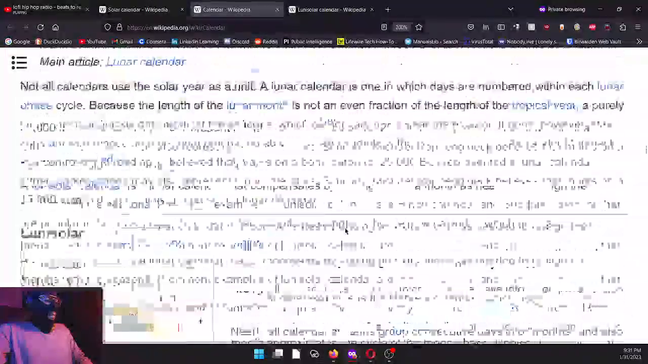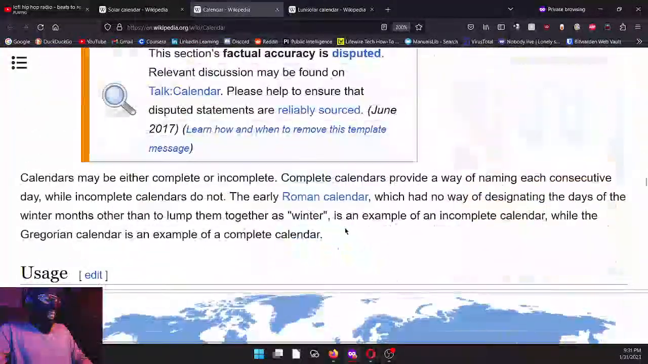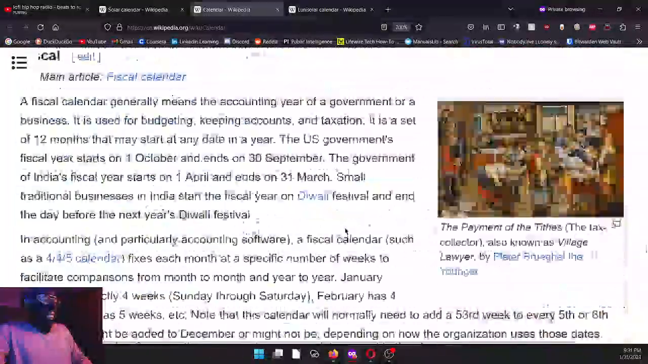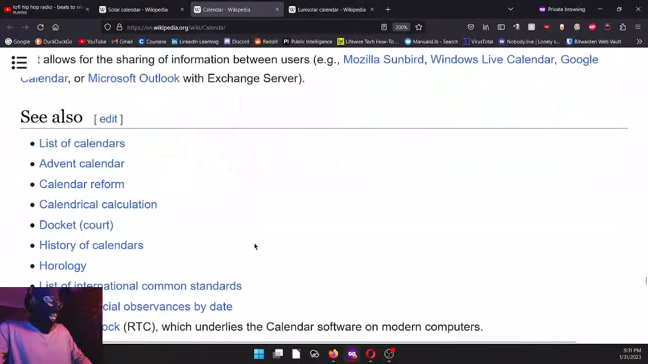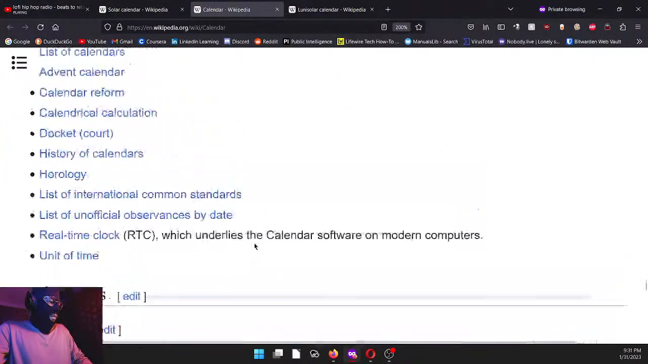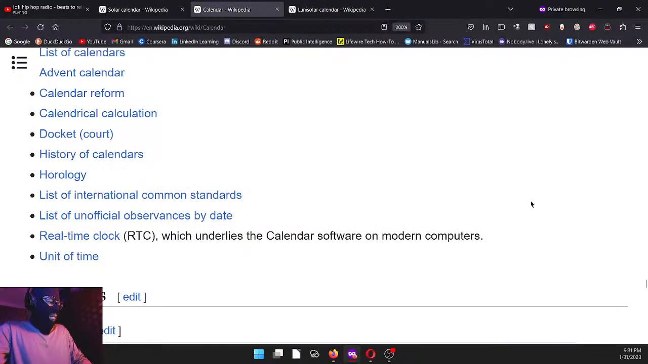Some organizations, some lunar. Okay, they're just national, all that stuff. To see also, they had a vert calendar, calendar reform, docket, calendar, unit of time and such.